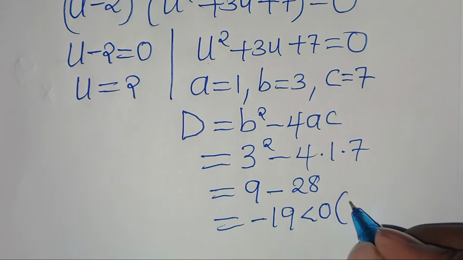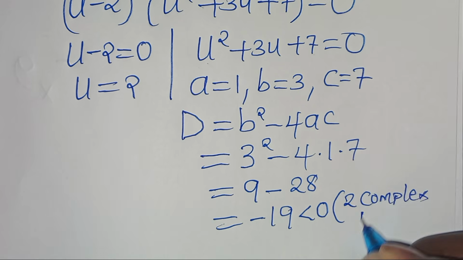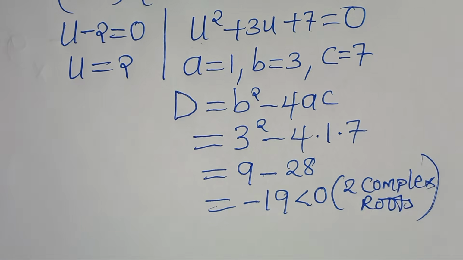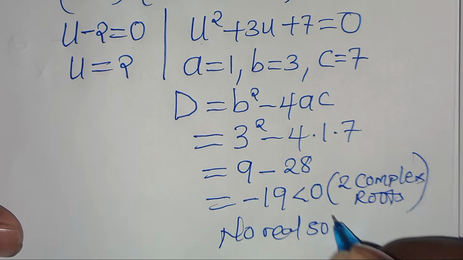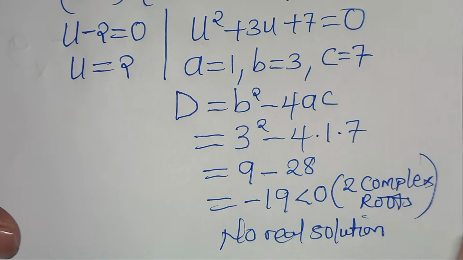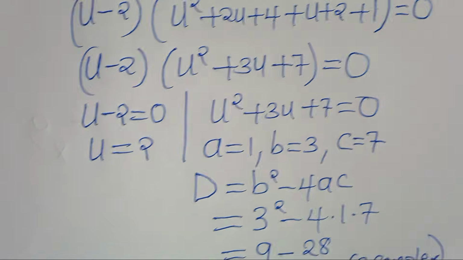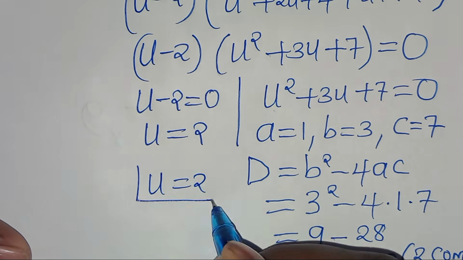So this indicates that we have two complex roots from this quadratic equation, and that means there is no real solution. There is no real solution that can be obtained from this quadratic equation. So let's focus on u, which is equal to 2 from here.